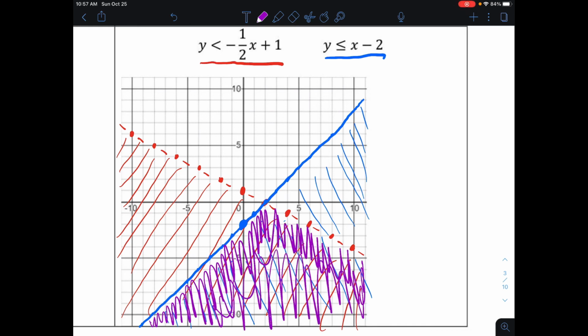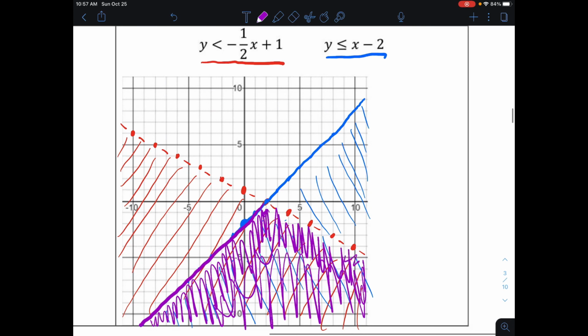And also, check this out, it's going to include this section of that line there, because that part of that blue line is technically shaded, and I include that whole piece. So all of that in purple would represent coordinates that would satisfy that system of inequalities.